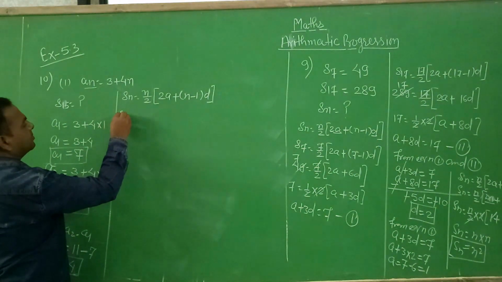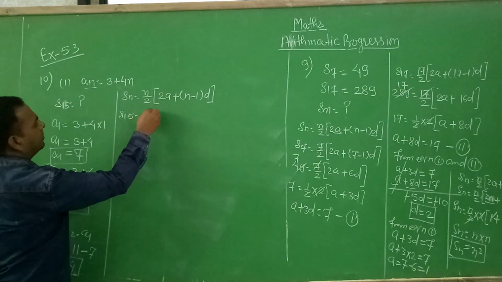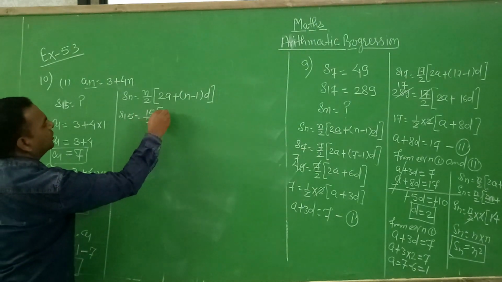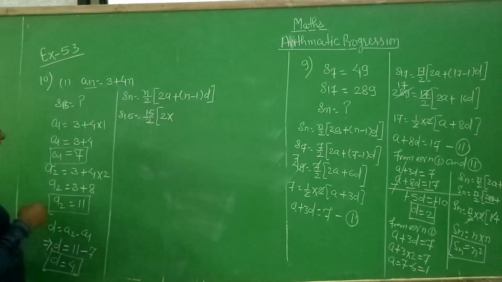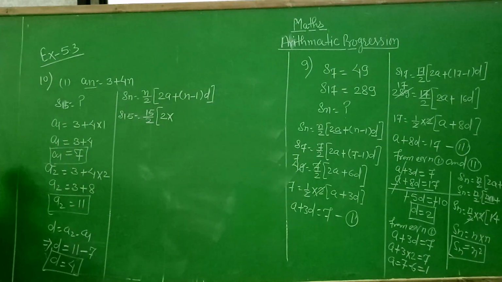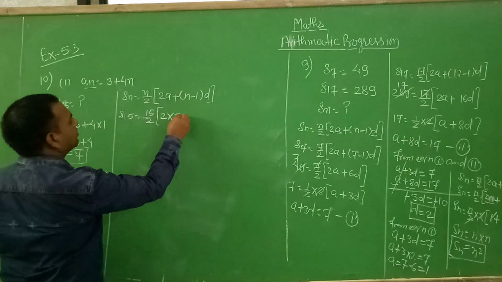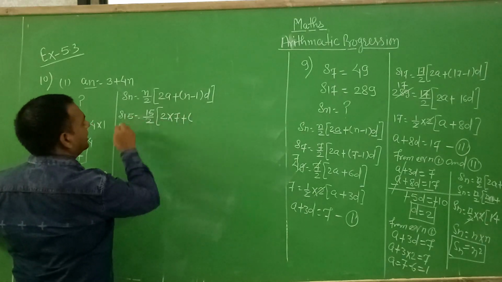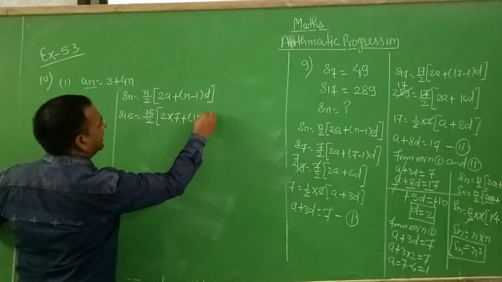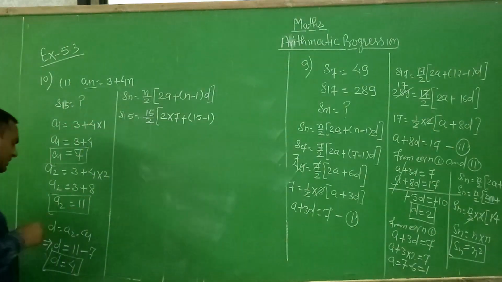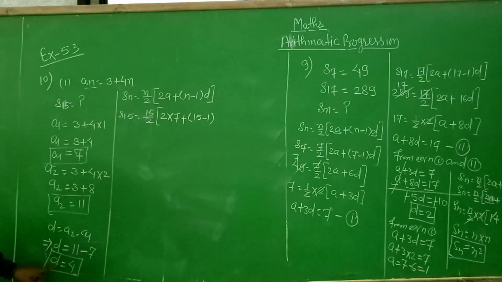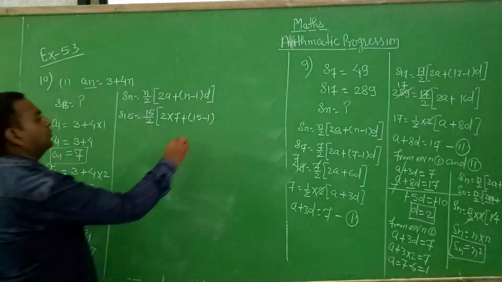Sn, it means S15 is equal to 15 by 2 bracket 2 into a. The value of a, it means first term a1, is equal to 7. So 2 into 7 + (n - 1), here the value of n is 15, so 15 minus 1, and d. d means common difference, here d is equal to 4.